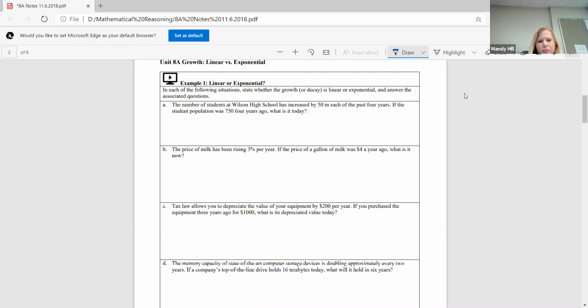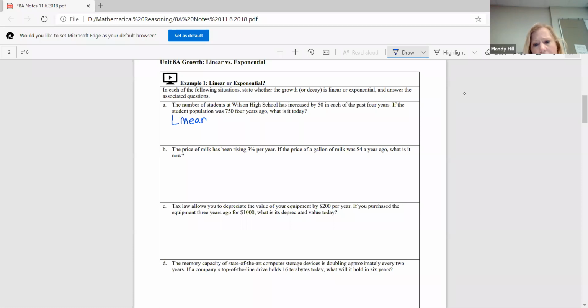Okay, so that first example says the number of students at Wilson High School has increased by 50 in each of the last 4 years. If the student population was 750 4 years ago, what is it today? The first thing I notice is I don't see a percentage. We're not multiplying by a percentage. We're just adding on 50 people every year. So this would be an example of something that is linear.